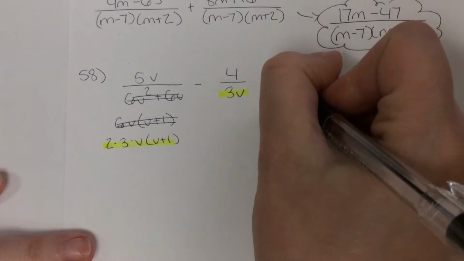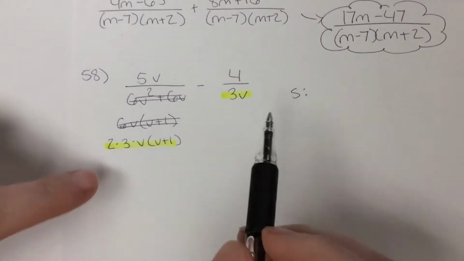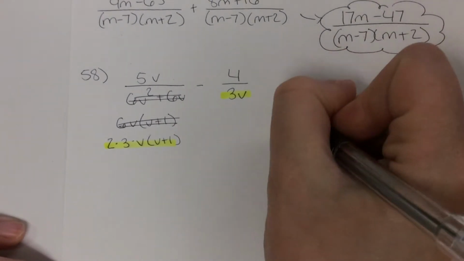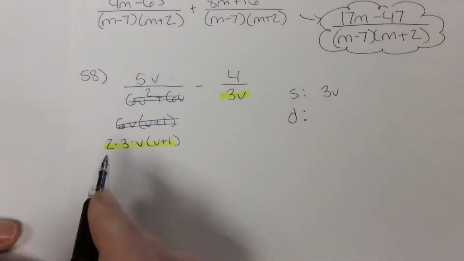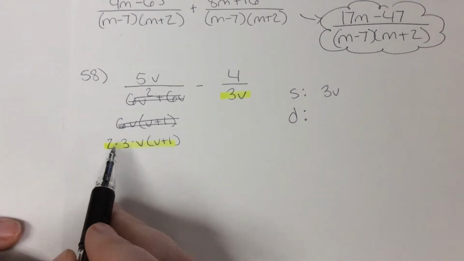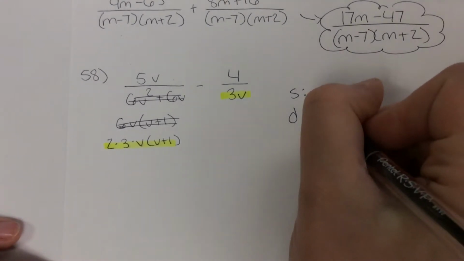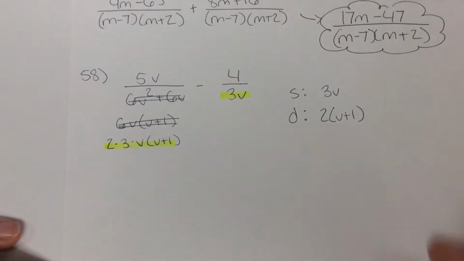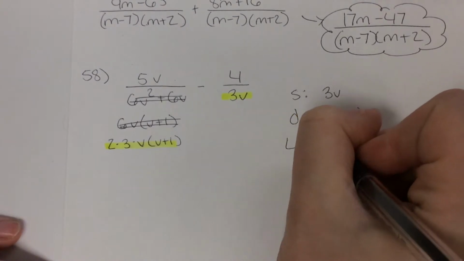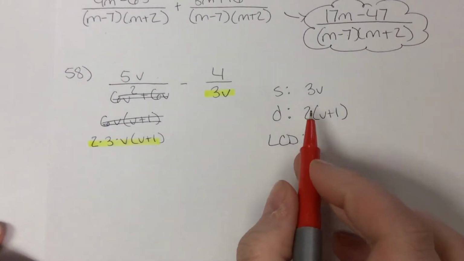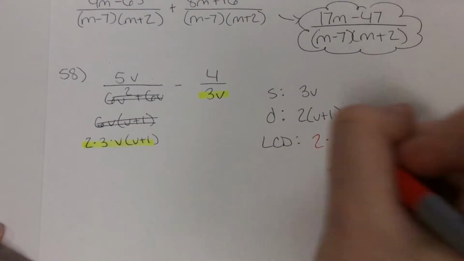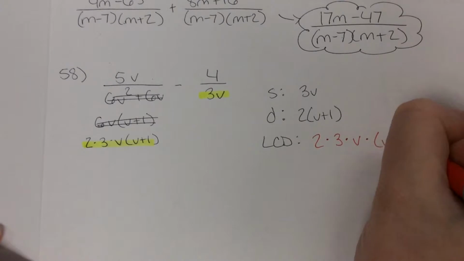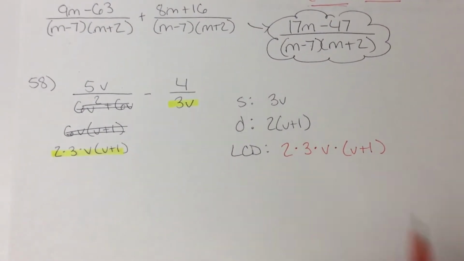So let's make the list here. Same. What do they have the same? They both have a 3 and they both have a v. Different. This denominator has a 2 and a v plus 1 that the other one doesn't have. So 2 and v plus 1. So your LCD needs to be a combination of these two lists. So a 2, a 3, a v, and a v plus 1 needs to be present in both denominators.